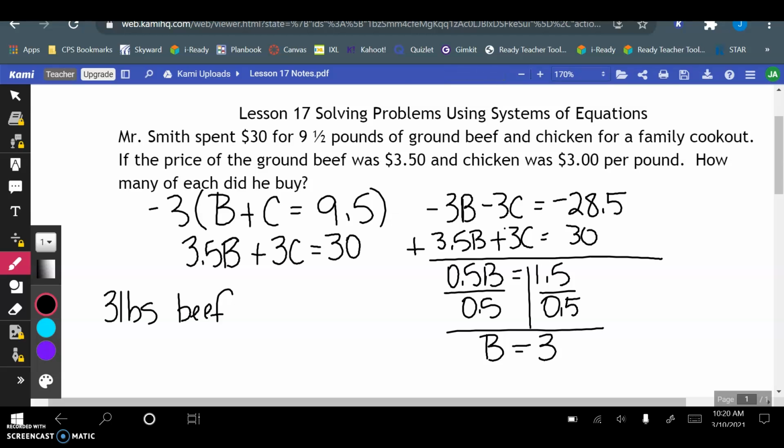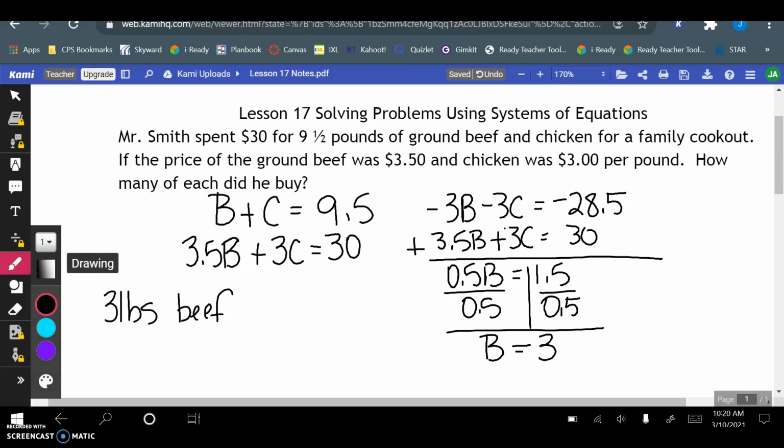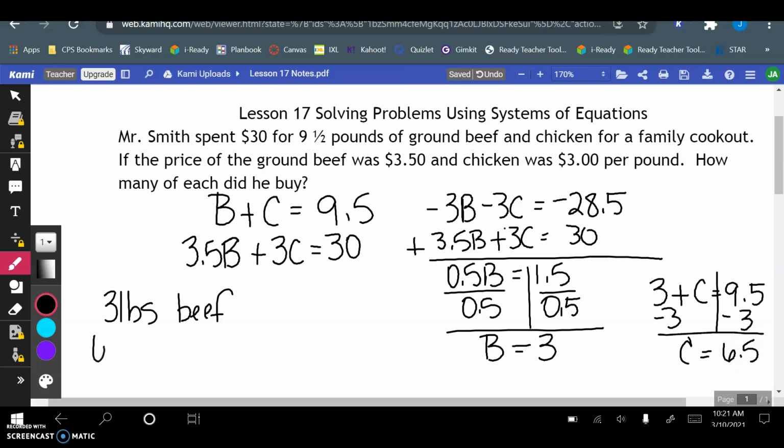And then we're going to plug that back into one of the originals. So I definitely think that the top equation is the easiest to plug that back into. So we're going to have 3 plus c equals 9.5. So I'm going to subtract 3 from both sides. And I'm going to get c equals 6.5. So there's 6.5 pounds of chicken bought.